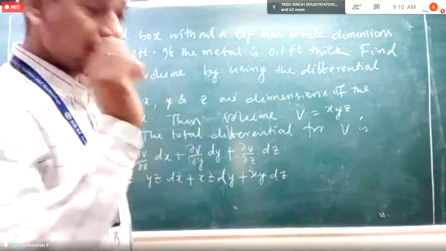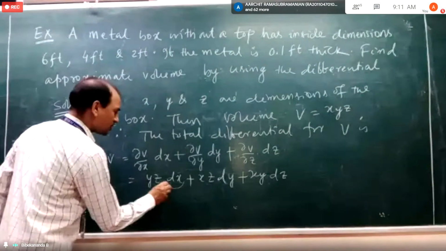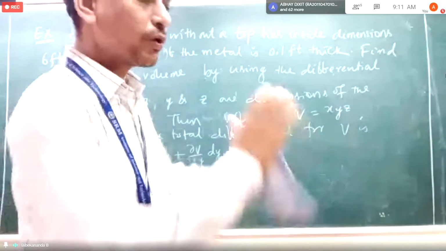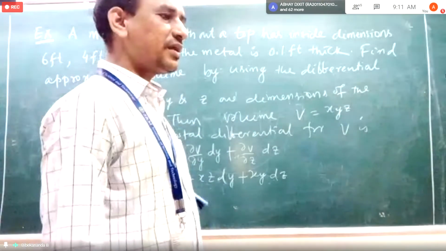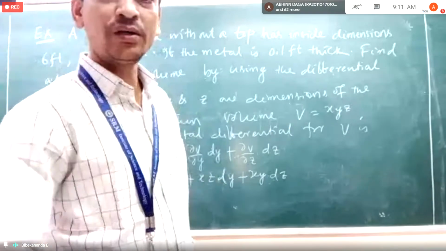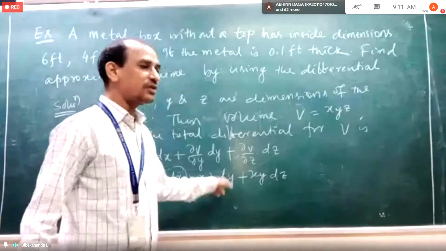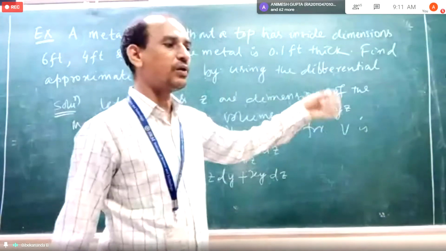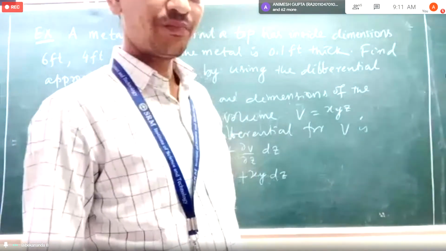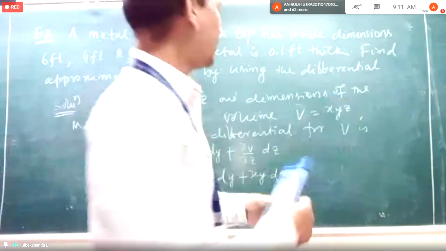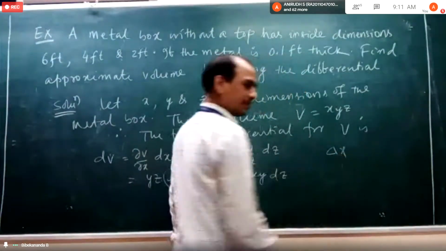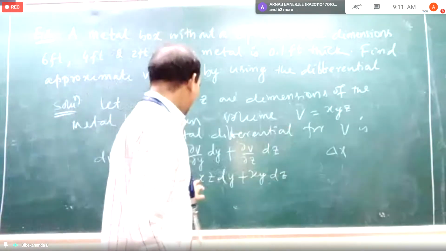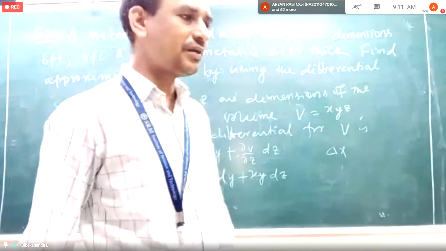Okay. Now you remember that this dx is nothing but thickness of the metal on both sides, and this dy is also thickness of the metal on both sides, and this dz is also thickness of the metal on both sides. Understood? So this is a small change. We denote the small change as delta x, no? Remember it? Yes, sir. So delta x is nothing but dx.